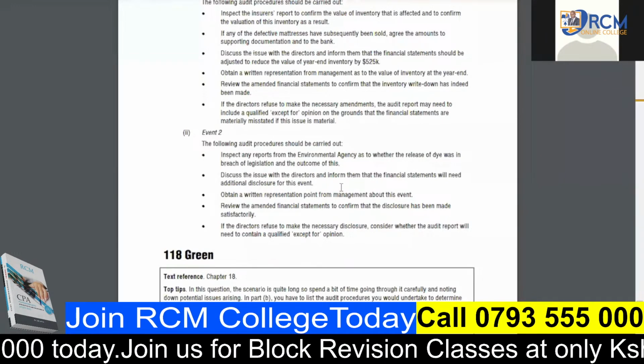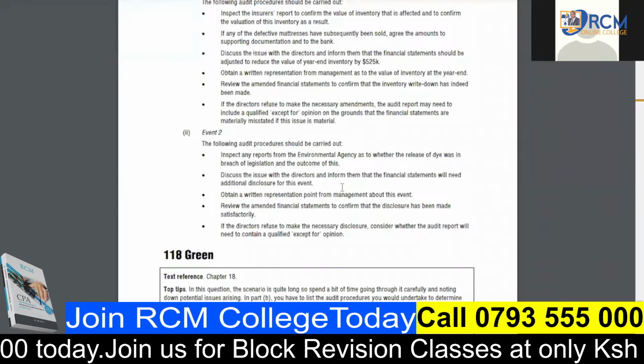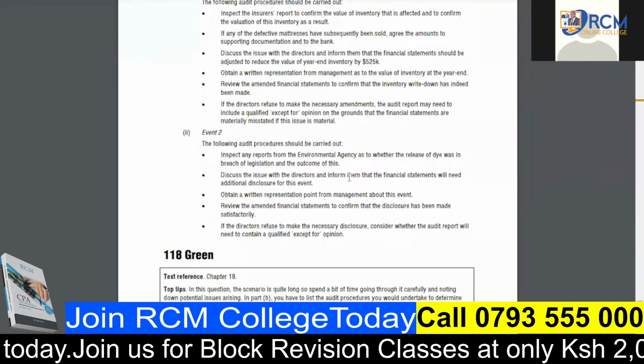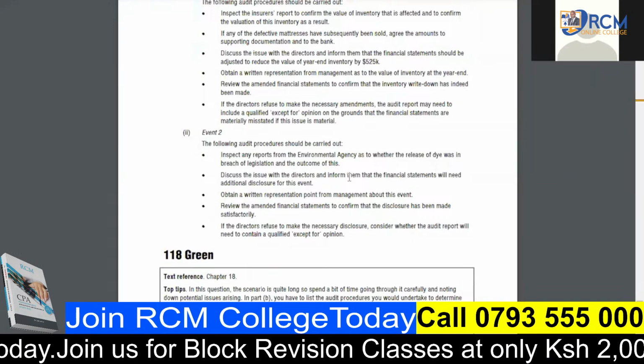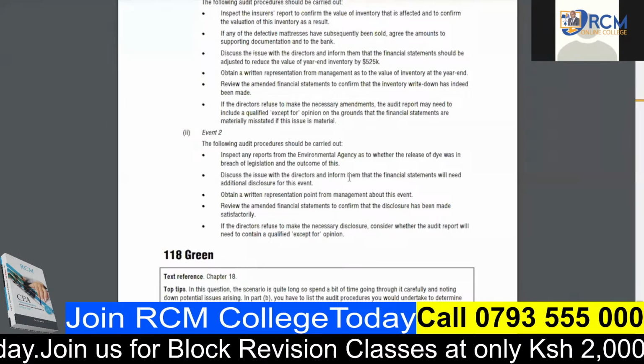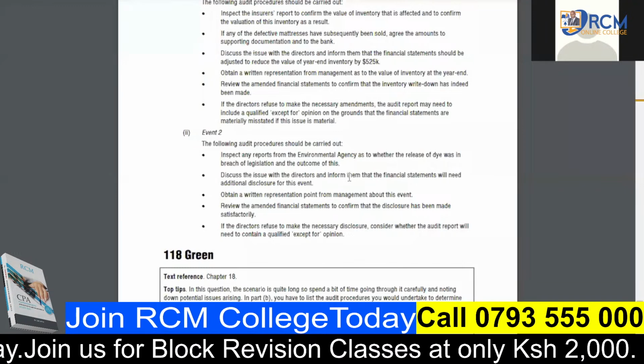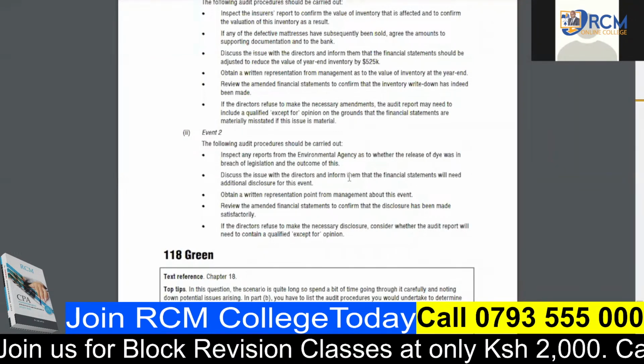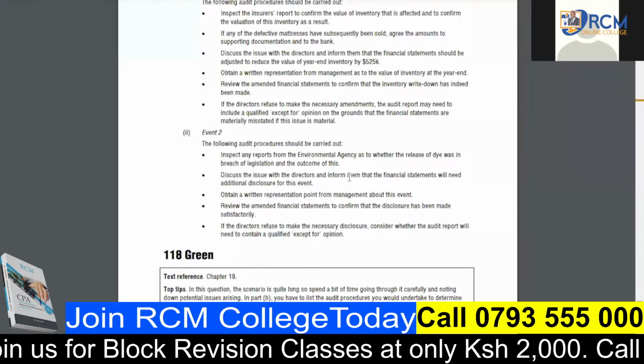Of course, if it's non-adjusting, remember. I'm repeating again for the umpteenth time: if it's a non-adjusting event, it must be disclosed in the notes. You don't adjust the financial statements, fine, but tell us that there is a factory that got burned.